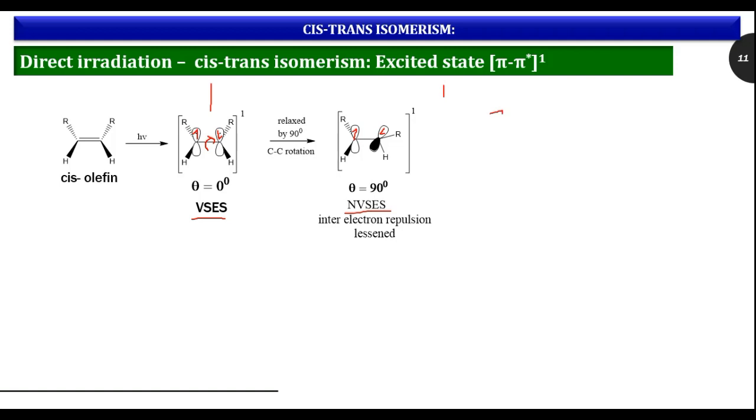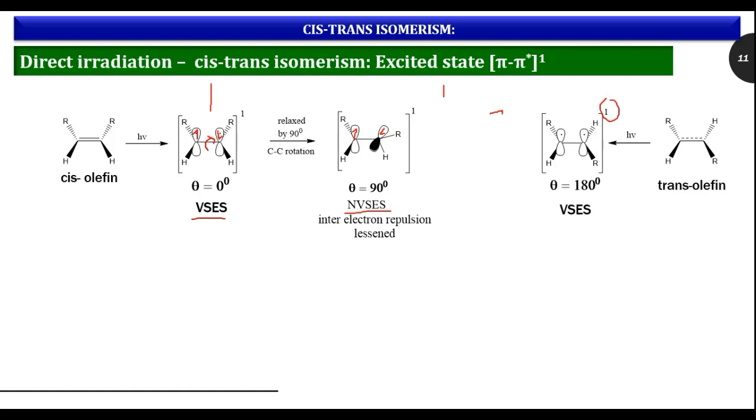The same thing you can explain by using the trans isomer. The trans isomer is first irradiated and converted into, you can observe here friends, a vertical singlet excited state. Here the compound has theta equal to 180 degrees, the groups being opposite to each other. So this is the vertical singlet excited state. It is relaxed by CC bond rotation by 90 degrees, so we get the non-vertical singlet excited state.